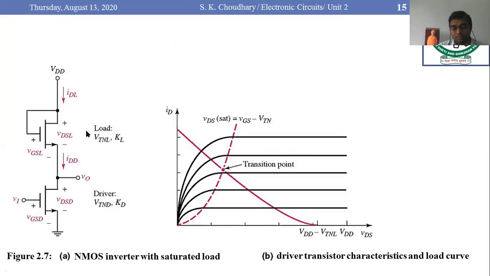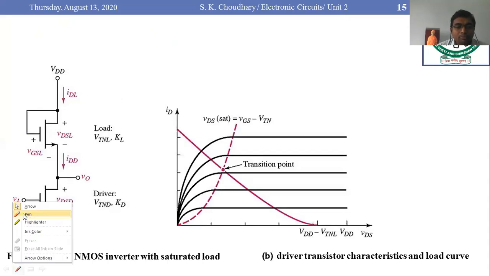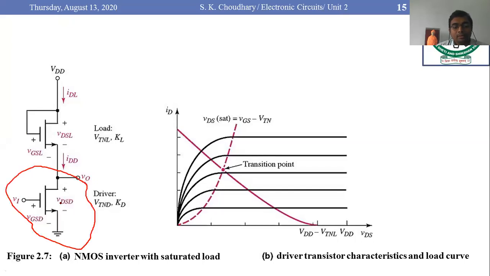That is shown here. So this is the driver circuit, the lower one. This is your driver. This is the regular MOSFET. And here the parameters are VGSD, VDSD, VTND. D means driver. KD means driver. It is an N-channel device, but we have mentioned the suffix D to distinguish between the driver and the load.